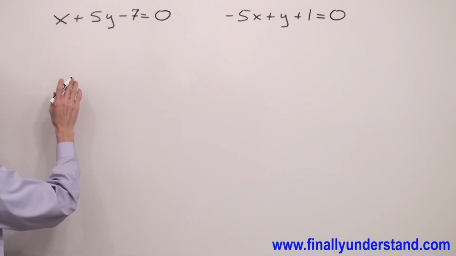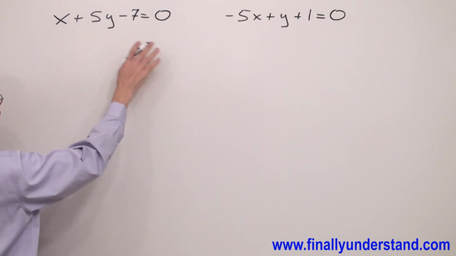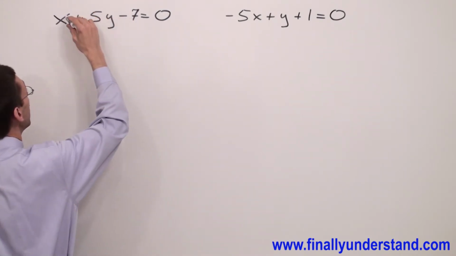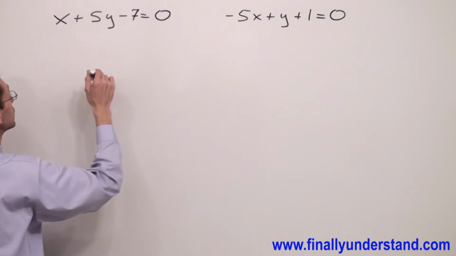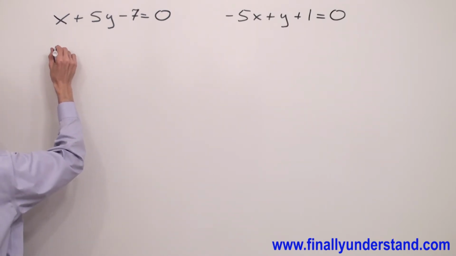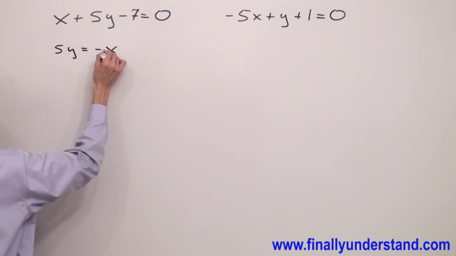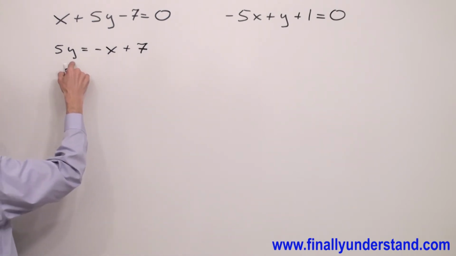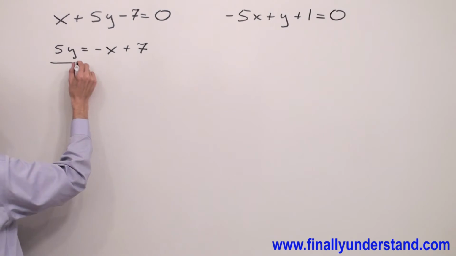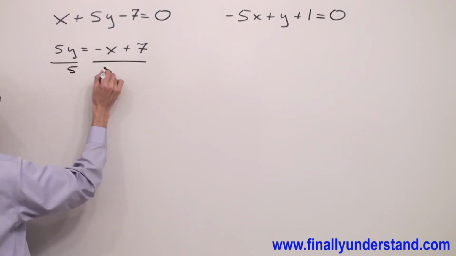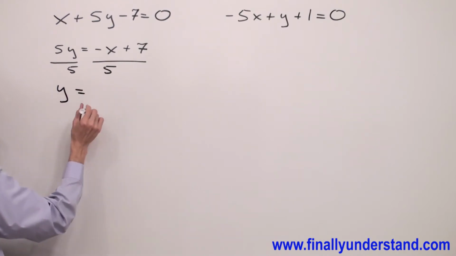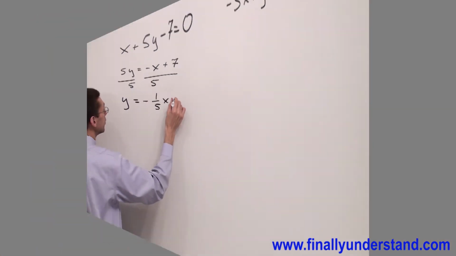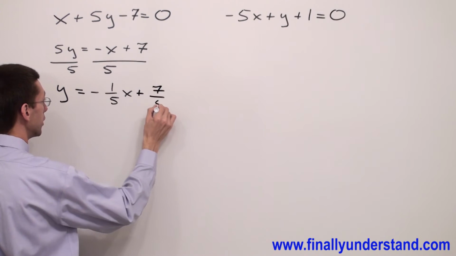In order to do so, we're supposed to solve each of these two equations for y. We move x and -7 to the right side of the equation. So we're going to have 5y equals -x plus 7. In order to solve this equation for y, we divide both sides of the equation by 5, and we're going to have y equals -1/5 x plus 7 over 5.